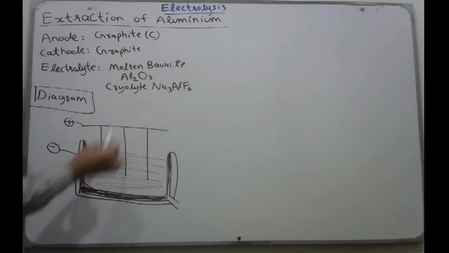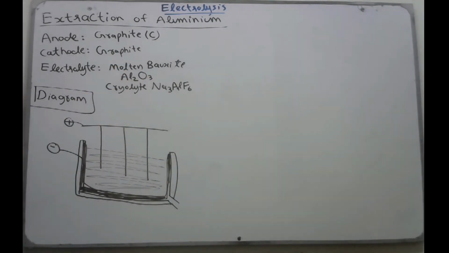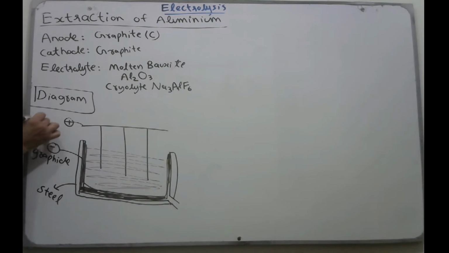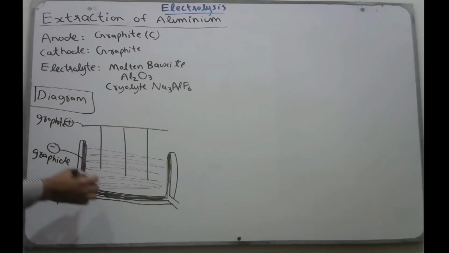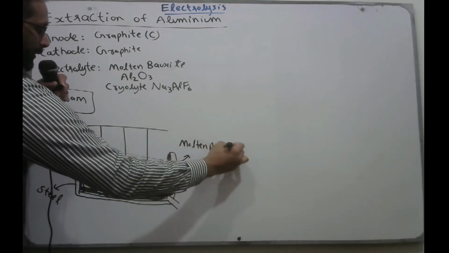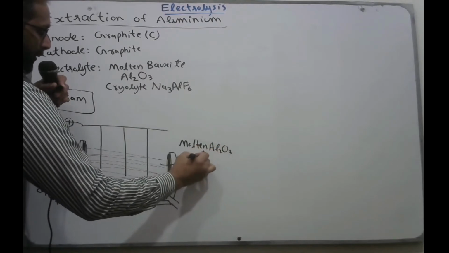When you fill the molten electrolyte of bauxite and cryolite, now we draw the labelled diagram here. The outer body consists of a steel container, and the inner part, the base, consists of a graphite cathode. The anode also consists of graphite, and the electrolyte is molten bauxite along with cryolite in small amount.